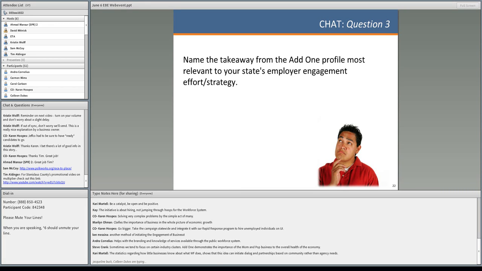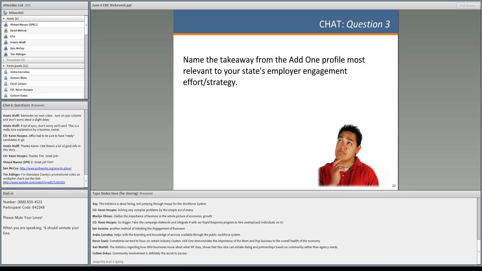And Kari, the statistics regarding how little businesses know about what Workforce does shows this idea can initiate dialogue and partnerships based on community rather than agency needs. Nice observation, Kari. And Colleen, community involvement, definitely the secret to success. Indeed. Yay! These are great comments. Thanks, everybody.